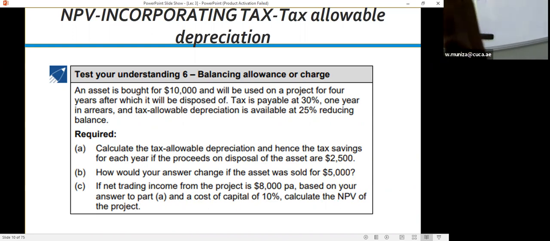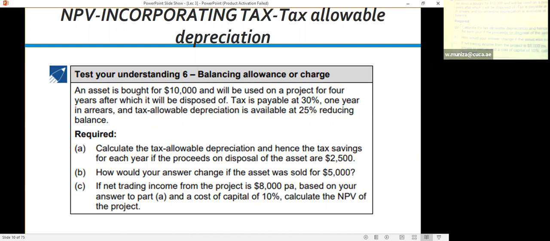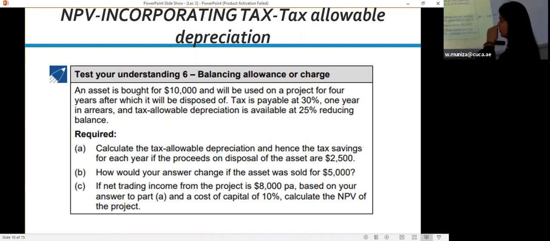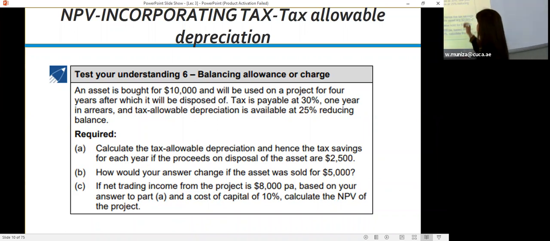An asset is bought for 10,000. This is the cost of an asset and it will be used on the project for 4 years, after which it will be disposed of. Tax is payable at 30%, 1 year in arrears. And tax allowable depreciation is available at 25% reducing balance. So how much project life is there? 4 years. So for how many years are we going to calculate the tax allowable depreciation? Very good, 3 years. One year is deducted because in the year of sale, tax allowable depreciation would not be there.